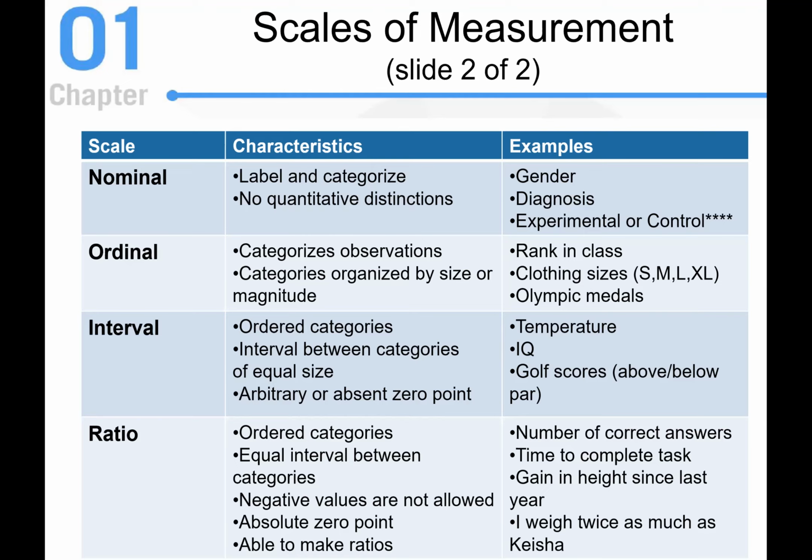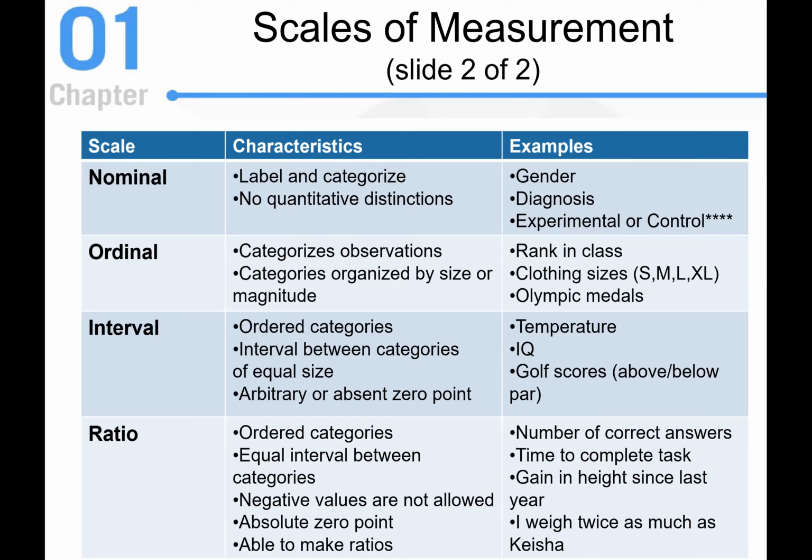Now, what we can't do with an ordinal scale of measurement, let's take the rank in class: we know that the person who is number one in class is ranked higher than the person who's ranked number two, but we don't know by how much. We don't know if the difference between those two is very, very small or extremely large. We don't have that kind of information, but we can organize and rank the data that we have by size or magnitude. Other examples that are similar to this, that are also ordinal variables, are clothing sizes.